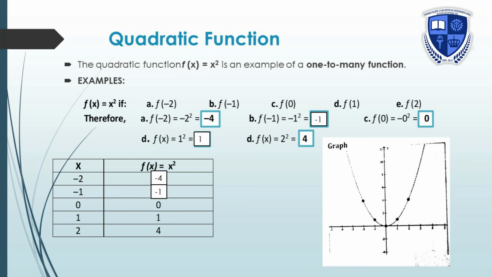Yung table of values po natin, now apply po natin to in a graph. So kung mapapansin niyo po class, equal po yung ating graph. Naka-curve po siya dahil po naka-base po tayo sa ating mga sagot. So kung makikita nyo, nandyan po yung negative 2, 4, negative 1, 1, then 0, 0, 1 and 1, 2 and 4. Kung mapapansin nyo po, equal po sila at naka-curve pa po.